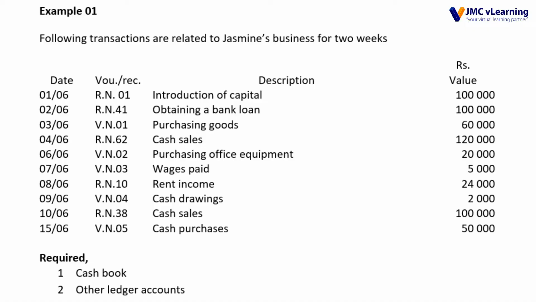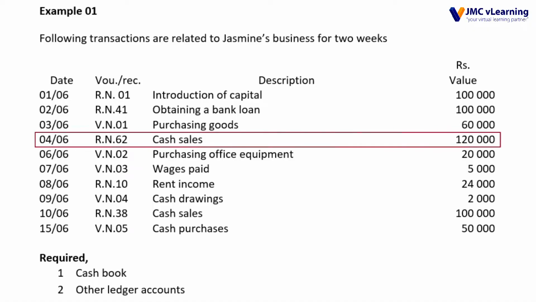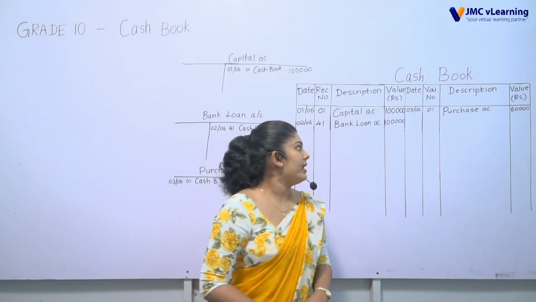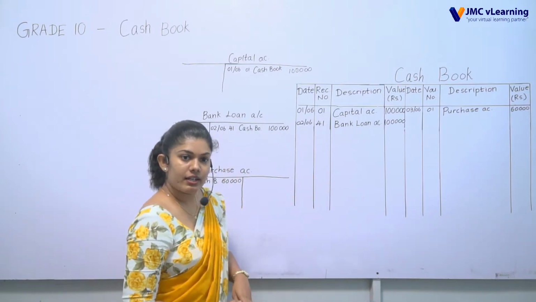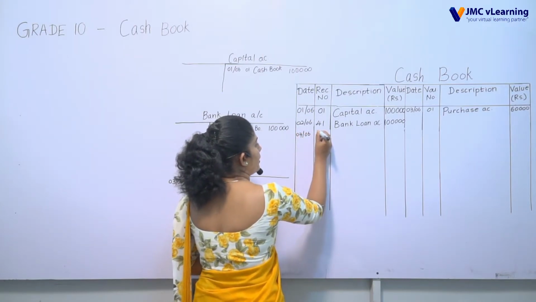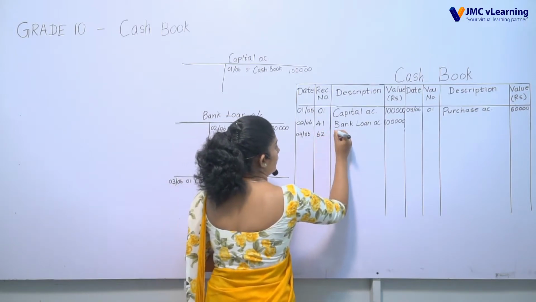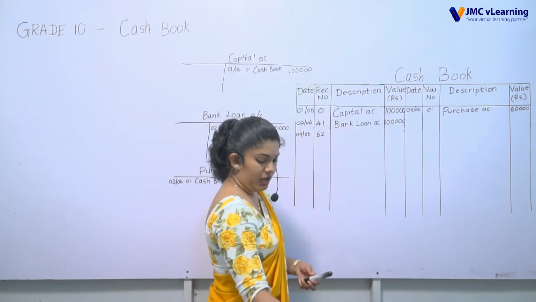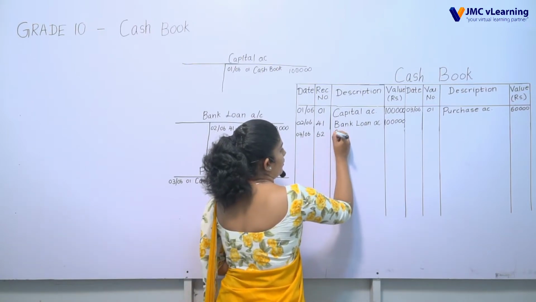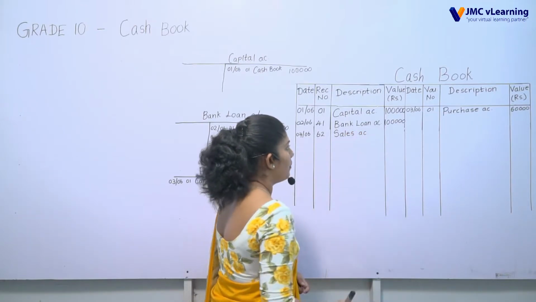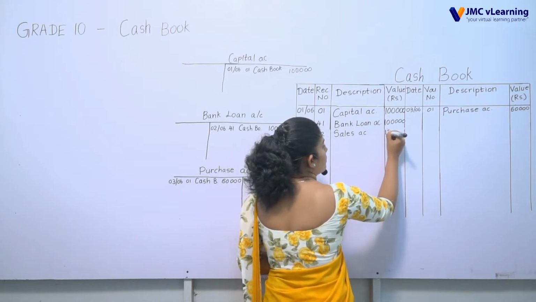Next transaction, 4th of June. Cash sales 120,000, receipt number 62. Cash sales is a method of receiving an income. Therefore, 4th of June, receipt number 62, cash sales. You can just write cash sales, or here I'm writing sales account. Sales account, amount 120,000.